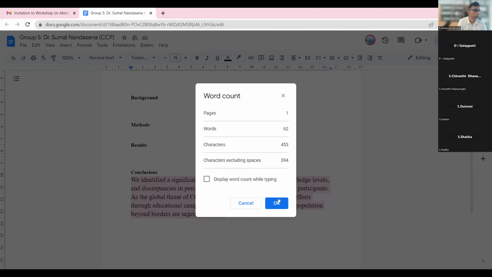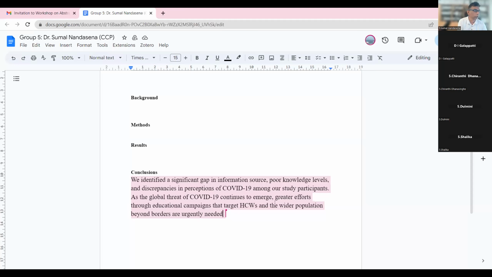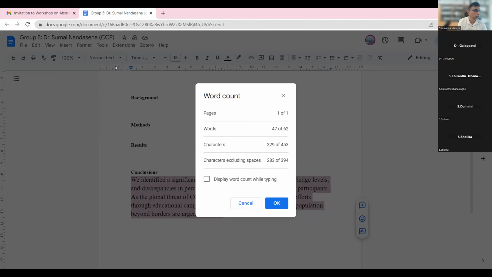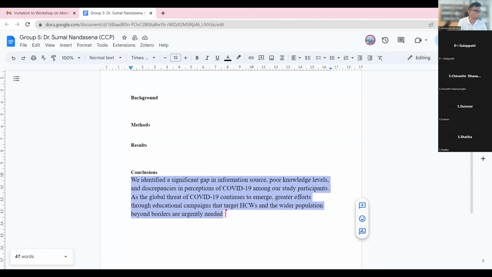Click this. So go back again. Tools. Go to the tools again. Word count. Click this part. Display word count while typing, and make copy. So now this number of words is appearing. Can you see? Can you see the number, it says 47 words?